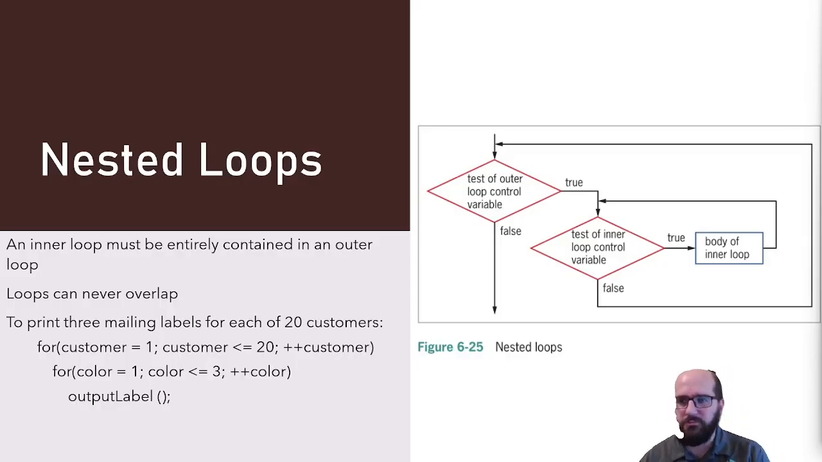Okay, so the last special kind of loop is a nested loop. You can use them sometimes. Make sure that the loops never overlap. For example, we have an example loop here to print 3 mailing labels for each of 20 customers. We're going to go through every customer, and then we're going to print a mailing label per customer. This is going to print 60 mailing labels. This is an M times N efficiency.